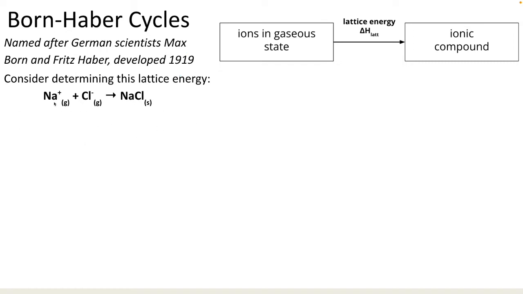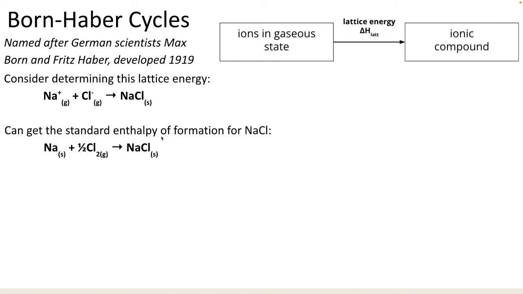Here's what we define the lattice energy as. We defined it as getting 1 mole of our gaseous ions and the energy released when we have the formation of 1 mole of our ionic compound, under standard conditions. So we've got the ions in the gaseous state going to the ionic compound. That's what we're trying to work out.